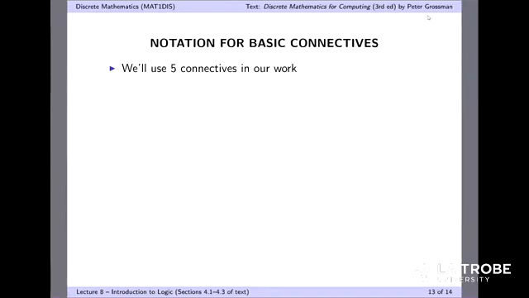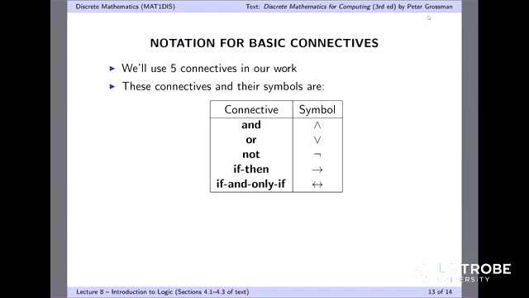So let's look at notations for basic connectives. There will be 5. These connectives and their symbols are, for AND, we will use this symbol, like a lower V. OR is an upside-down V, just like that. NOT is this symbol. If-then is this symbol.